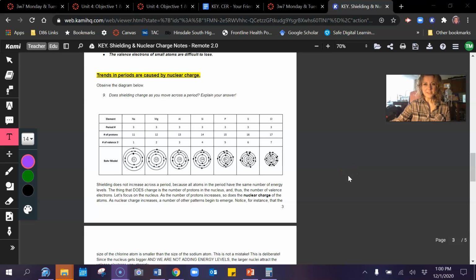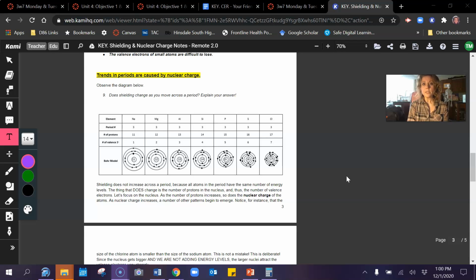Hello again, chemistry students. This is a continuation of our notes on the factors that cause trends in the periodic table. As I mentioned in our last video, trends are simply patterns and they are caused by different factors. Just like trends in the stock market are controlled by supply and demand, there are patterns among the elements in the periodic table that are caused by two factors, shielding and nuclear charge.